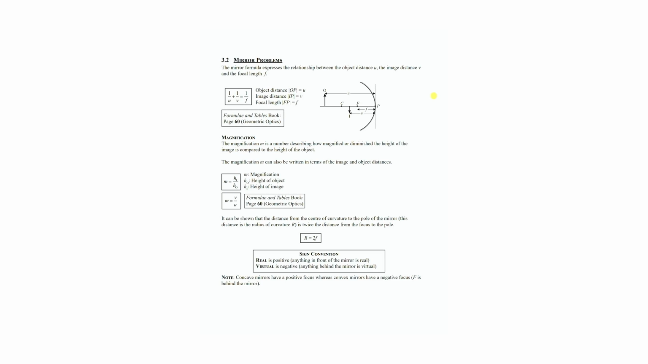So in your table book, you have this mirror formula, 1 over u plus 1 over v is equal to 1 over f. I want you to highlight that in your table book. It's on page 16 in your table book. There's another formula I also want you to highlight. It's m is equal to v divided by u. So we'll talk about them as we go through the class.